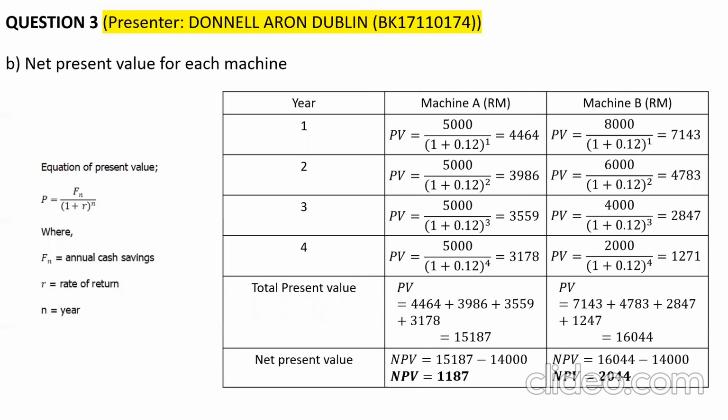For the NPV of each machine, we use this equation for each year for both of these machines, and we calculate the total of present value, and we get for machine A 15,187 ringgit, while for machine B we get 16,044 ringgit. And to calculate the net present value, we subtract the initial cost of the machine, which is 14,000, and we get for machine A ringgit Malaysia 1,187, while for machine B we get 2,044 ringgit.